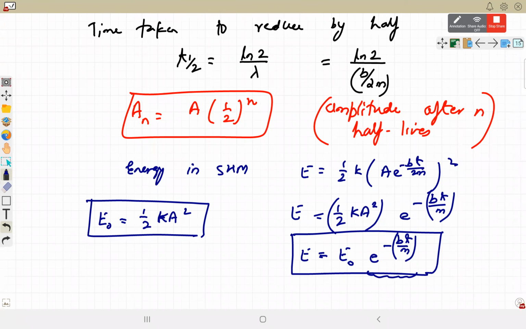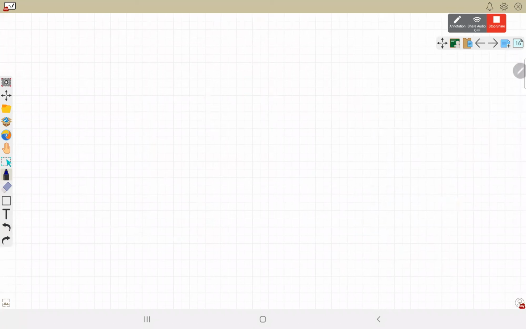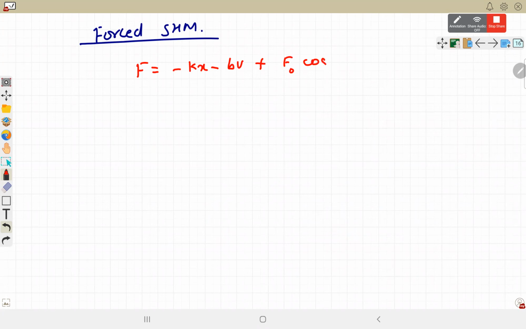Done, right? So this is the energy of force, and what really happens? In spite of having the damping, because the medium will always be there, if we want to maintain it at a constant amplitude, then we have to apply a periodic force. It could be F naught sin omega t, or F naught cos omega t.